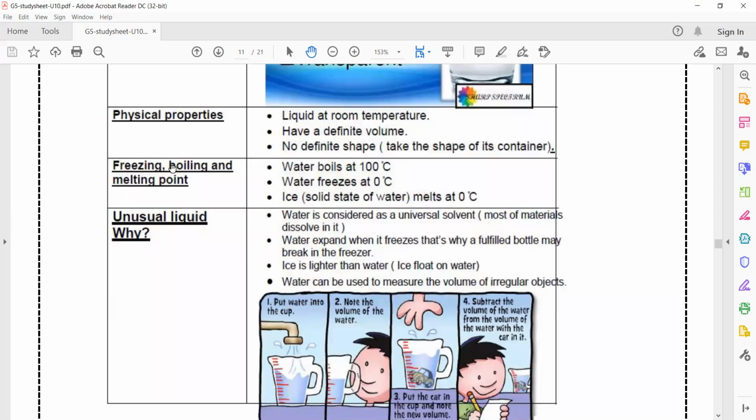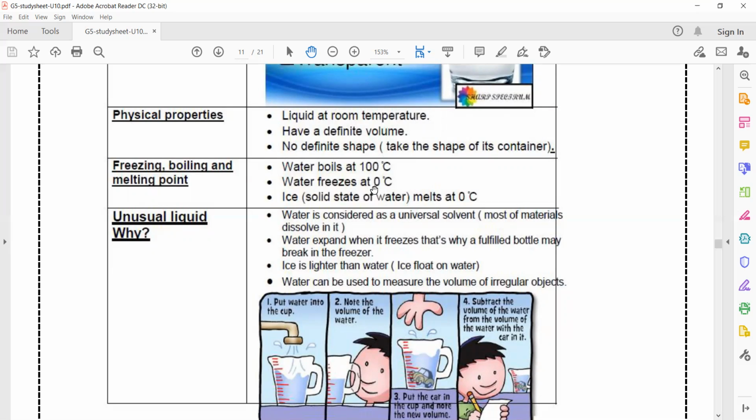The freezing point, the boiling point and the melting point of the water. Water starts to boil at 100 Celsius degrees when the water in liquid state gains heat energy until its temperature reaches 100 Celsius degrees. The water starts to boil and it changes into water vapor.